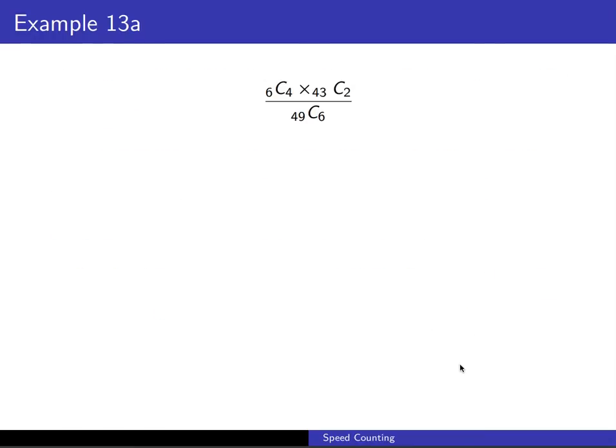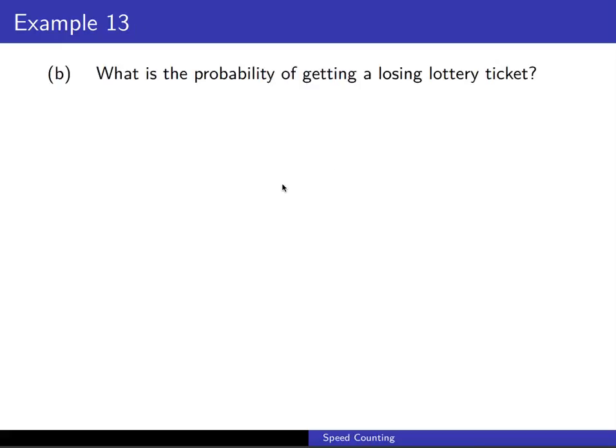So our probability can be found by taking 6C4 times 43C2 and then divided by 49C6. Which I would just put all this into a calculator. You get about 0.097%. So about a 0.01% chance of winning 4 out of 6.